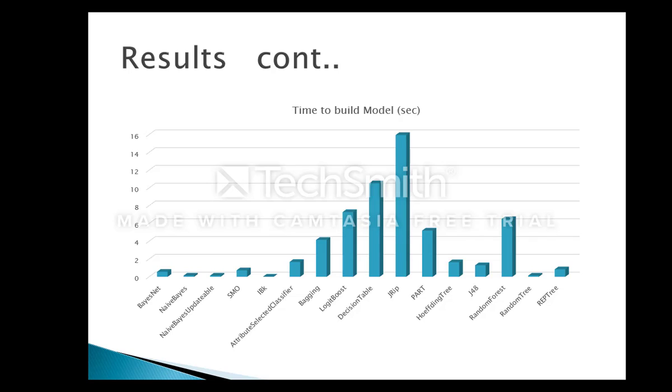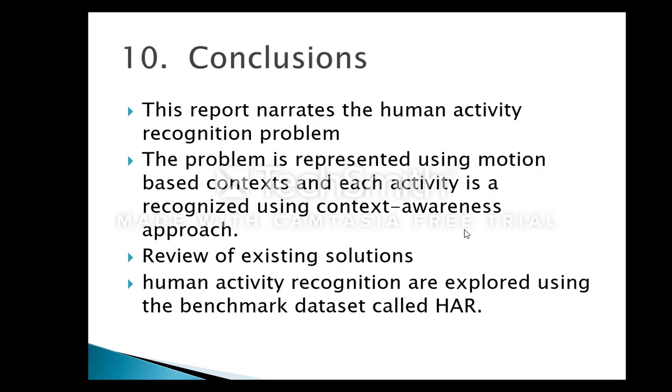The graph here shows that random tree is taking very little time compared to the meta bagging algorithm. Random tree is more efficient, building the model for the dataset in less than a second.